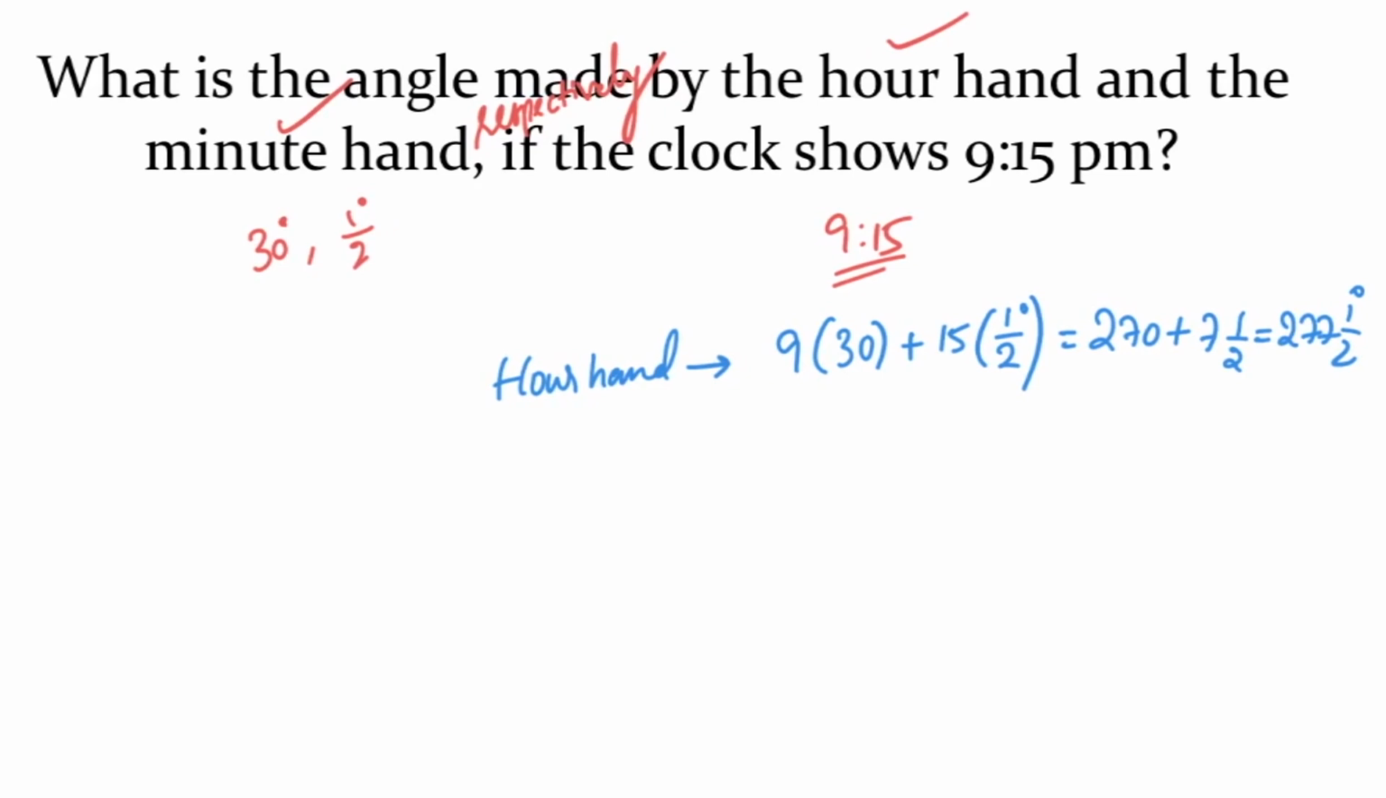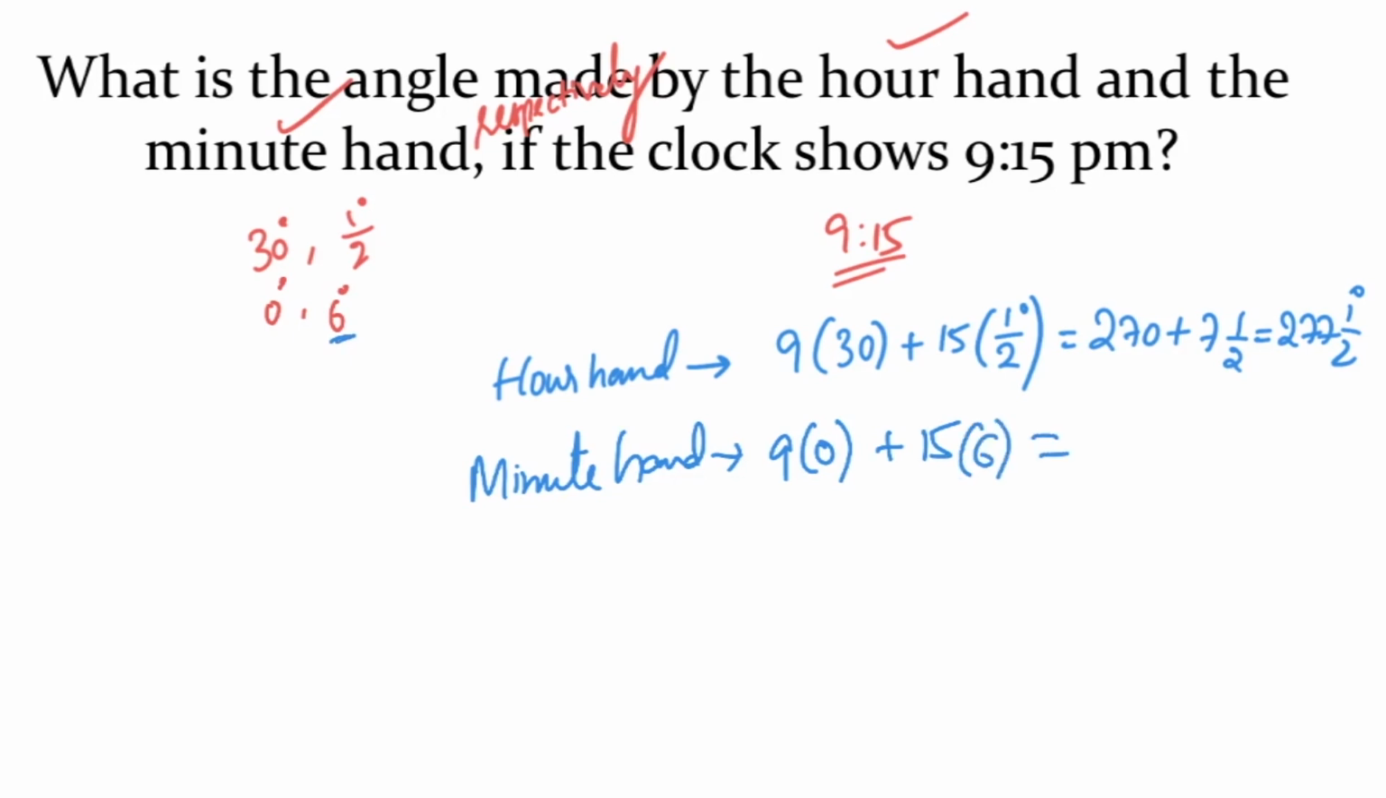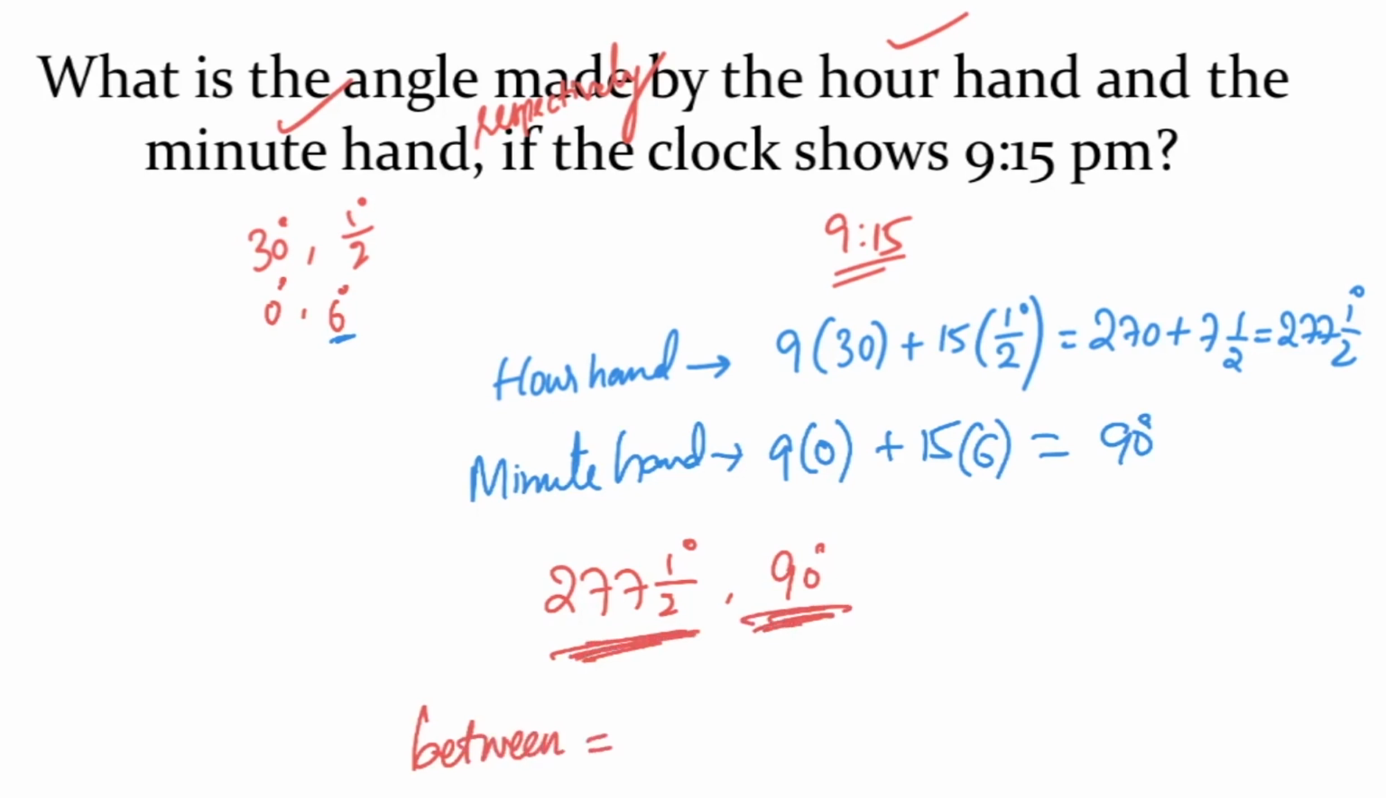And similarly, the minute hand makes 0 degrees in 1 hour, 6 degrees in 1 minute. So how many degrees does it complete? 9 into 0 plus 15 minutes, 15 into 6, 0 plus 90, 90 degrees. So the hour hand makes 277.5 degrees and the minute hand makes 90 degrees. These are the answers. If the angle in between is asked, the angle in between is the difference of these two values, that is 187.5 degrees.